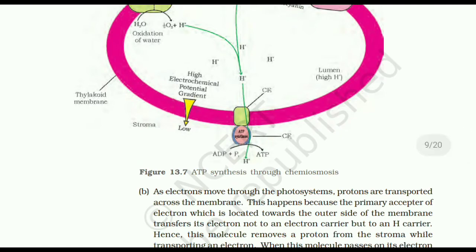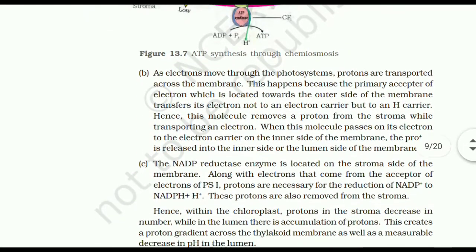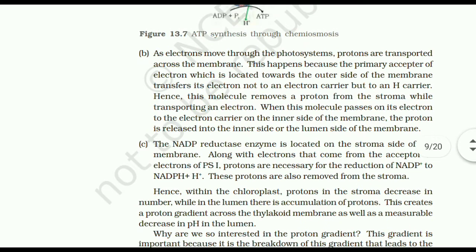B. As electrons move through the photosystems, protons are transported across the membrane. This happens because the primary acceptor of electron, which is located towards the outer side of the membrane, transfers its electron not to an electron carrier but to a hydrogen carrier. Hence, this molecule removes a proton from the stroma while transporting an electron. When this molecule passes its electron to the electron carrier on the inner side of the membrane, the proton is released into the lumen side of the membrane.